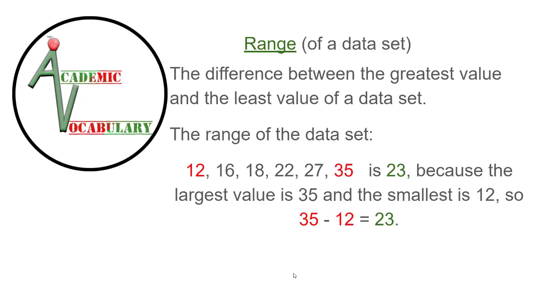The range is the difference between the greatest value and the least value of a data set. The range of the data set we have here would be 12, 16, 18, 22, 27, and 35. Our answer would be 23 for the range because we take the largest, which is 35, and subtract it from the smallest, which is 12.